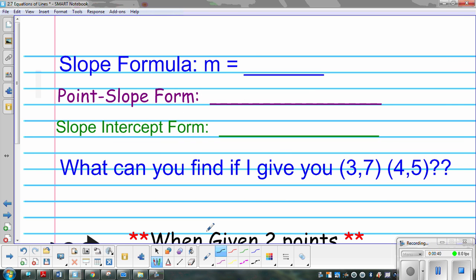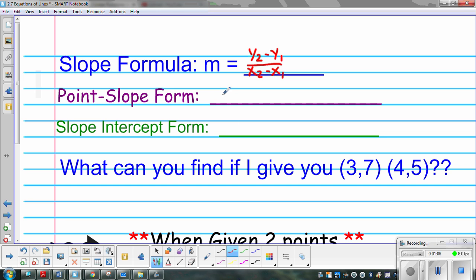So, before we get started, let's review what we do know. We do know a formula for finding slope. Can you remember it before I write it? M, or slope, is equal to y2 minus y sub 1 all over x2 minus x sub 1. That's one formula. When we have the coordinates of 2 points, we can find the slope.